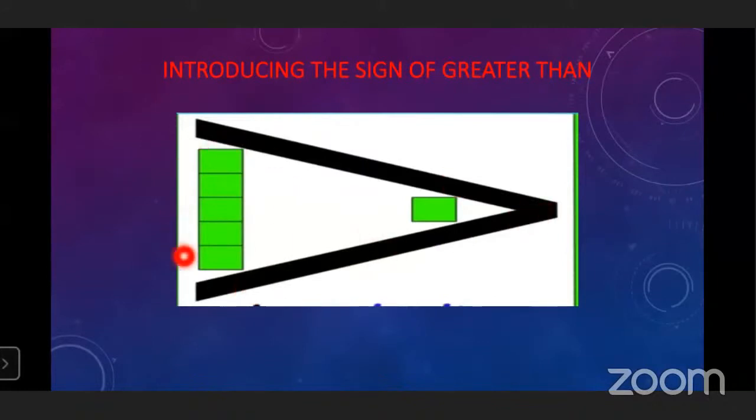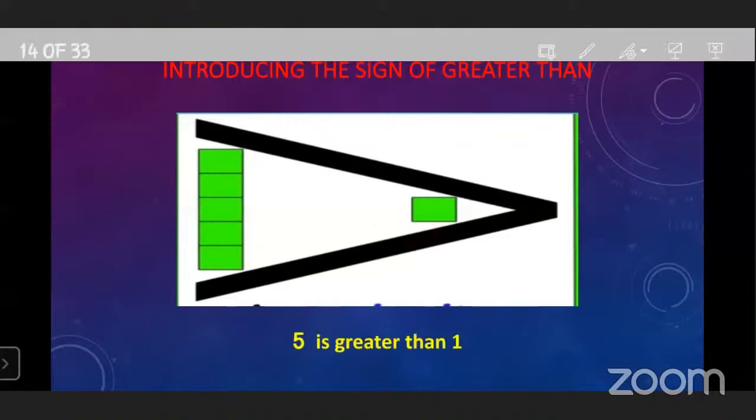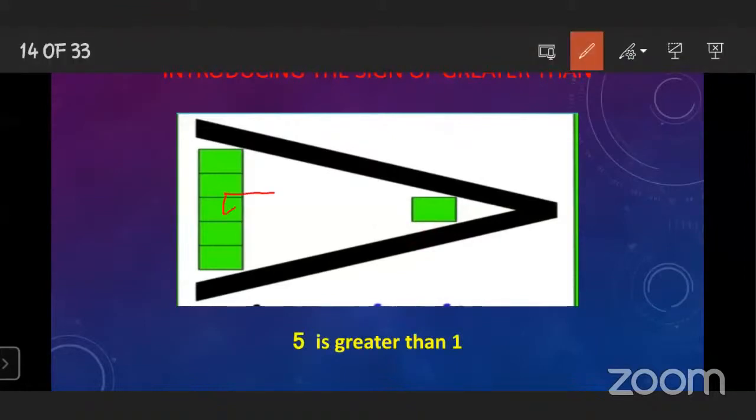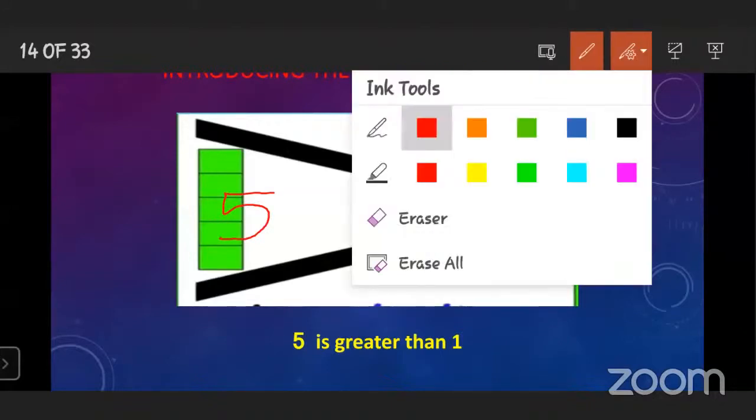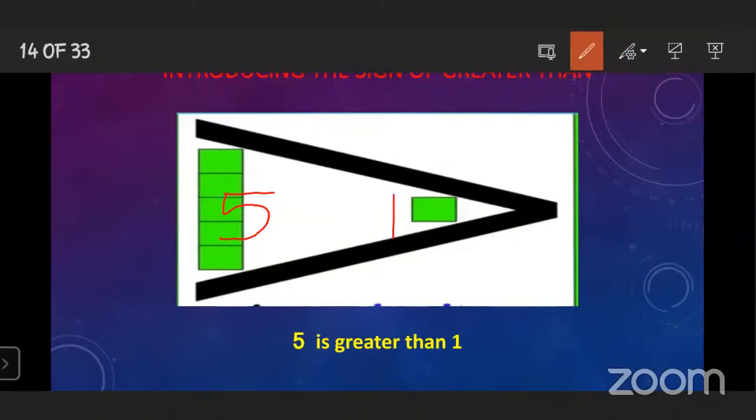What do you see here? Suppose five boxes are here. On the first side, how many boxes are here? Five. And on the other side, how many boxes are here? One. Yes, very good. When five boxes are given on the first side, the left side, and one box is given on the other side, which sign do we have to use? Five on one side and one box on the other.